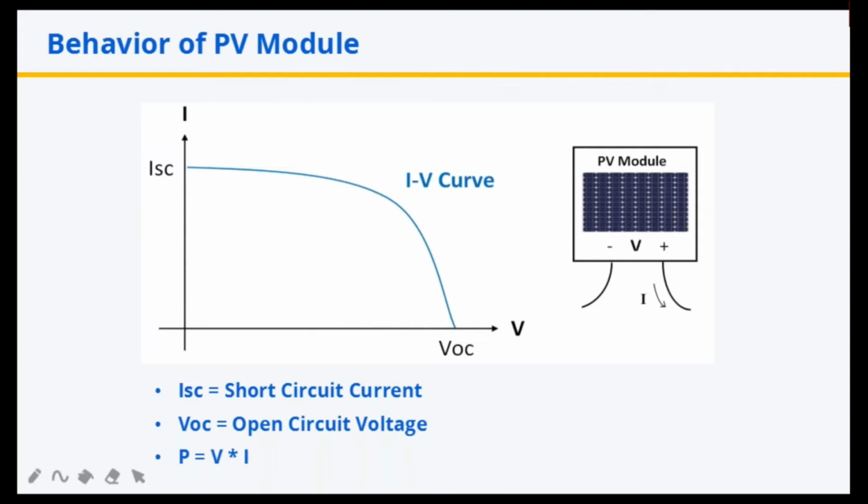The power generated by the module can always be computed as V into I. If you consider the two extreme points, you will see that the power is zero in both the cases. When the output is shorted, V is zero. When the output is open, I is zero. So, the product of V and I is zero in both the cases.